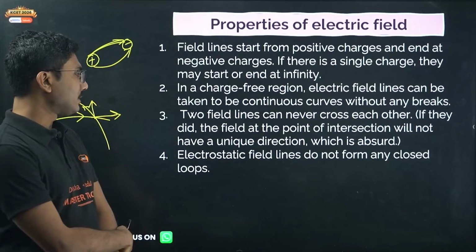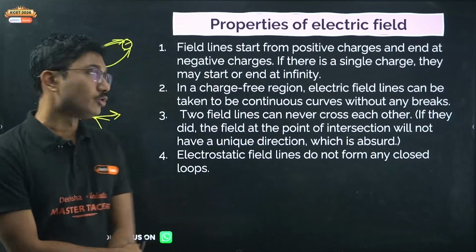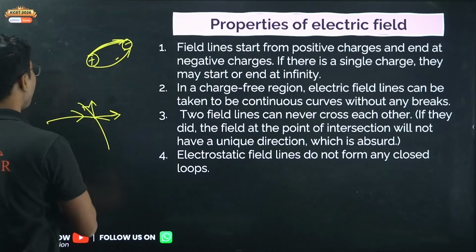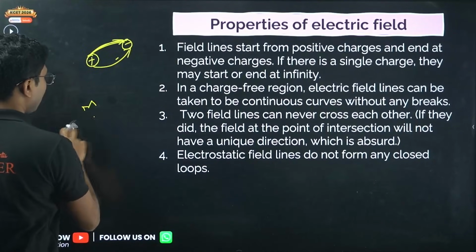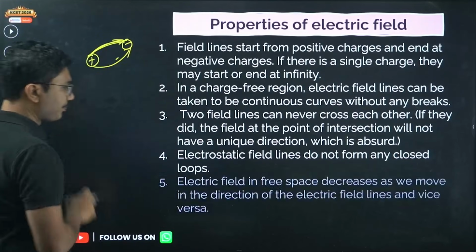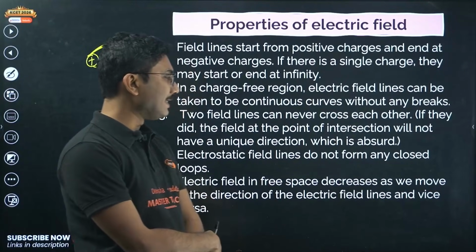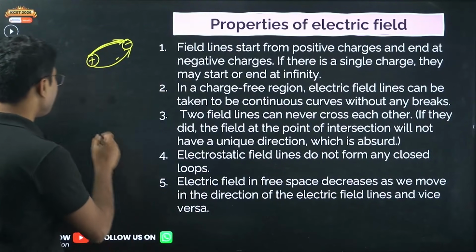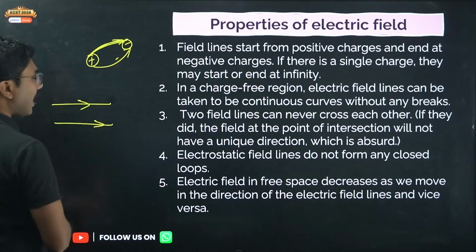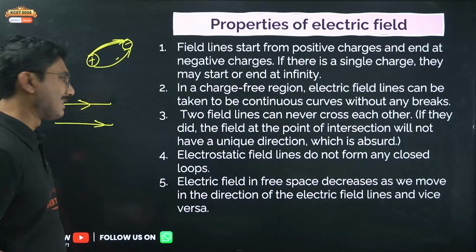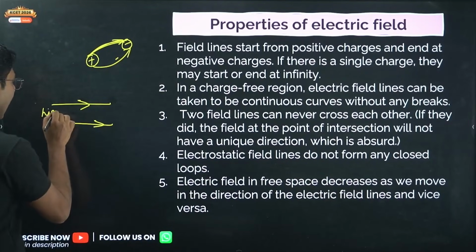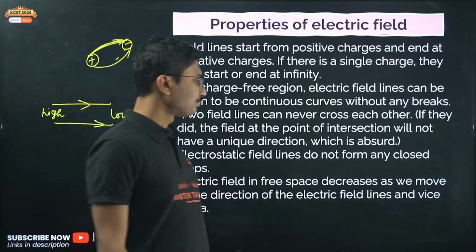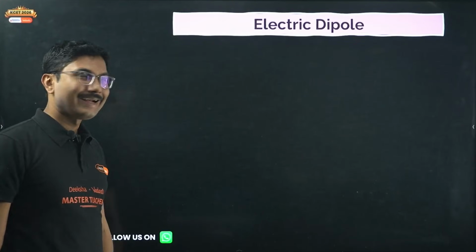Electrostatic field lines do not form any closed loop. It starts from positive, it ends at negative, it does not come back from negative to positive. So they are open loops, not closed loops. Electric field in free space decreases as we move in the direction of the electric field lines and vice versa. So if you are moving in the direction of electric field lines, the magnitude of electric field decreases. Here the electric field is high, and as you move along the line, it will be a low electric field. Clear?